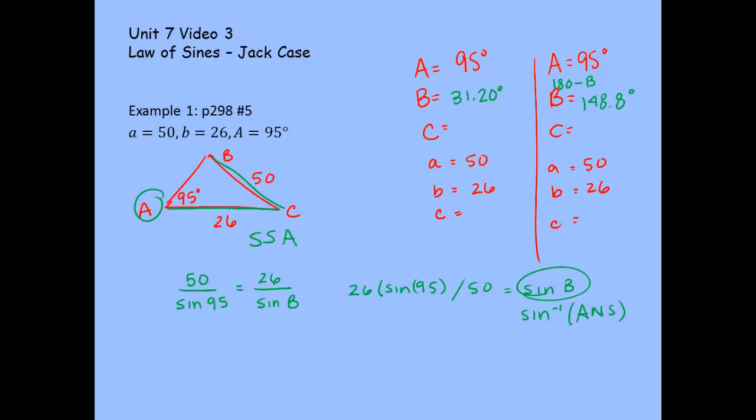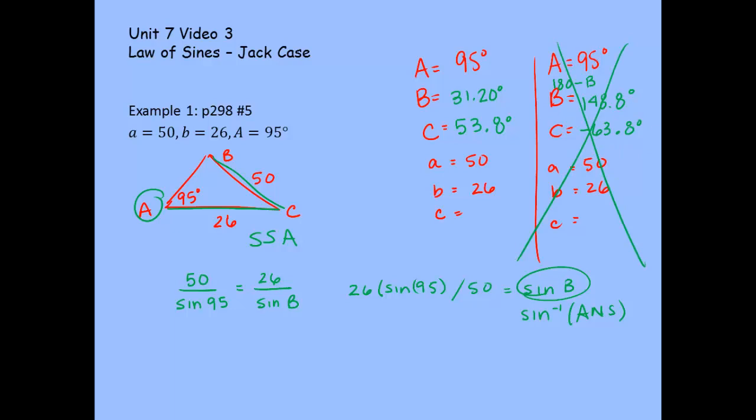Okay, so let's continue. To find the missing angle that's left in my first triangle on the left-hand side, I'm going to take 180, subtract 31.20 and 95, and I come up with the third angle being 53.8 degrees. Now on the other side, if I do 180 minus 95 minus 148.8, I notice that this angle comes out to be a negative 63.8 degrees. So this triangle, the second possibility, didn't turn out because my angle measures were too large for a second possible triangle.